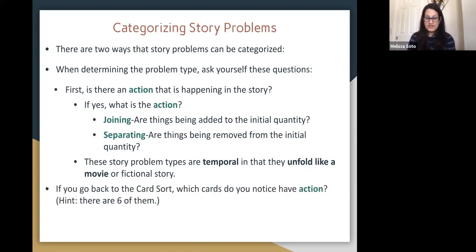With the change, it's either joining to the initial or separating from the initial. So you might want to go back to your card sort and think about whether you have any story problems that have action. I'll give you a hint, there are 6 of them.